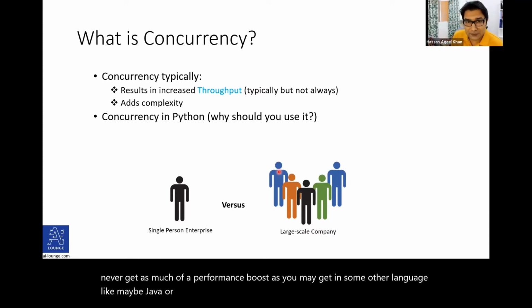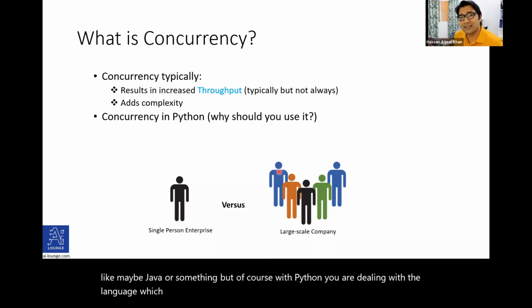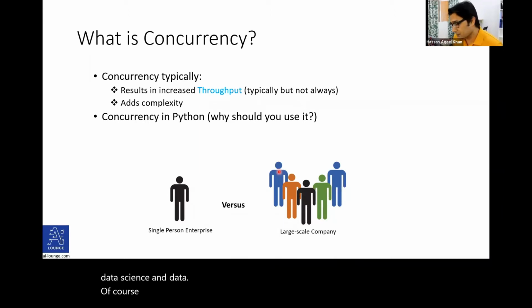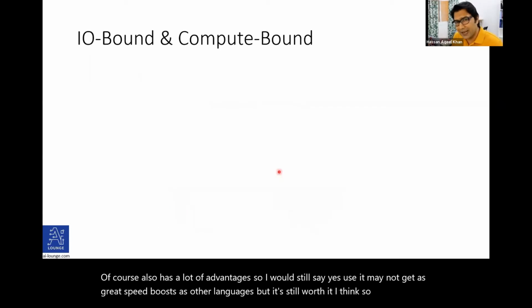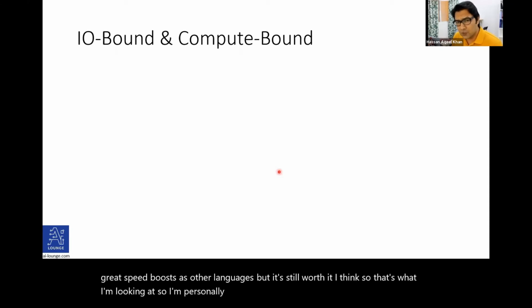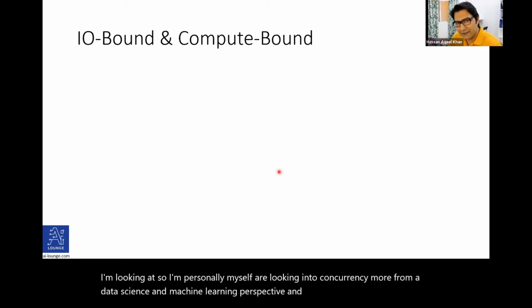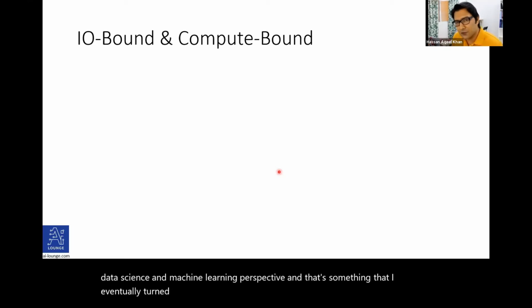But of course, with Python, you are dealing with a language which provides you a huge library of tools for data science, and that of course also has a lot of advantages. So I would still say yes, use it. You may not get as great speed boosts as other languages, but it's still worth it, I think. So that's what I'm looking at. I'm personally looking into concurrency more from a data science and machine learning perspective, and that's something I intend to talk about in more detail later on.